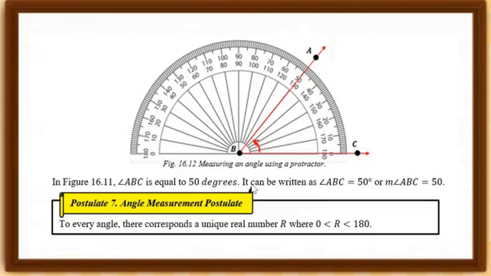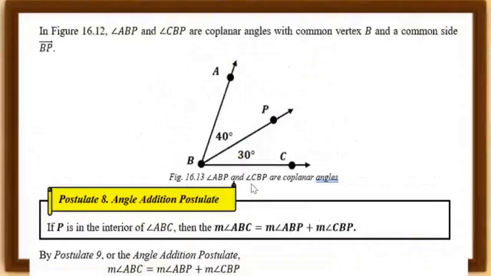Now we have postulate 7, the angle measure postulate. To every angle there corresponds a unique real number R, where R is greater than 0 and R is less than 180. In figure 16.12, angle ABP and angle CBP are coplanar angles with a common vertex B and a common side BP, or ray BP. So here we have the angle addition postulate. If P is in the interior of angle ABC, then the measure of angle ABC is equal to the measure of angle ABP plus the measure of angle CBP.